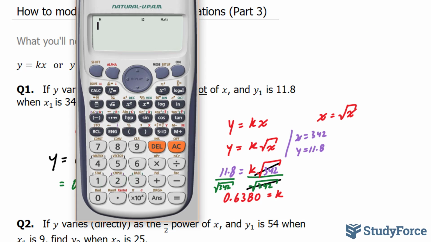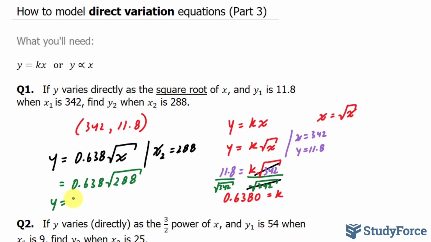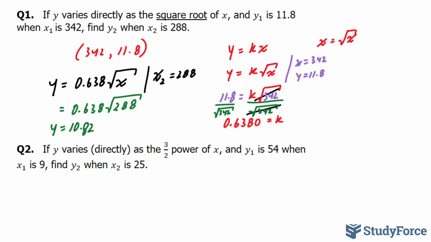Now let's use our calculator to evaluate this. 0.638 times the square root of 288 gives us a value of 10.82. So y is equal to 10.82. That's the answer to question 1. Let's move on to question 2.